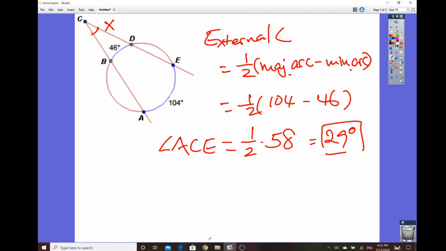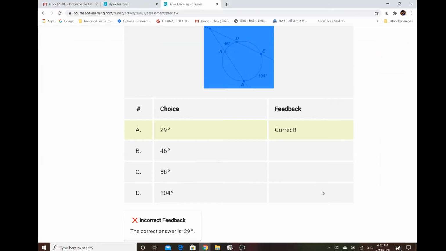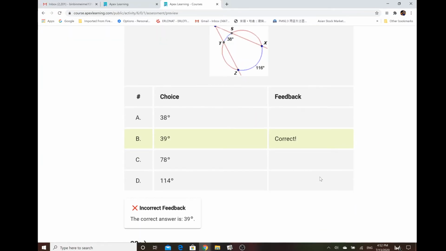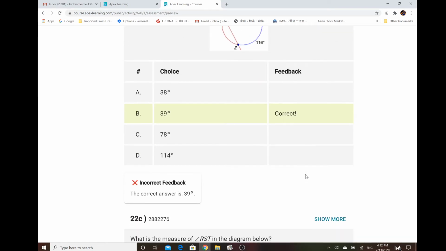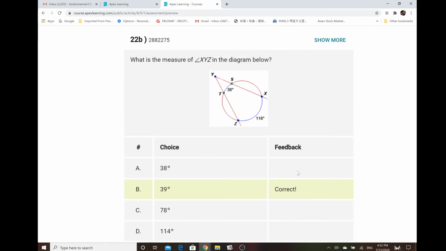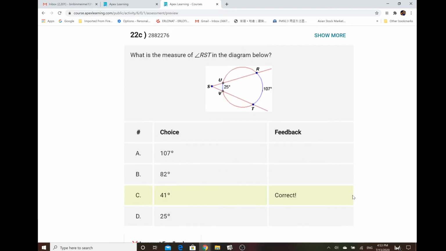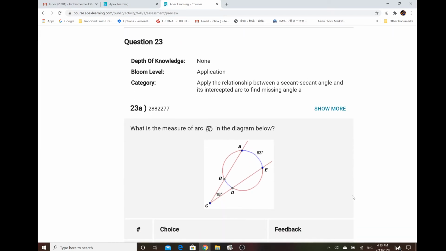Check it out, back to what we found here: 29 degrees. So it's always 1/2 times the difference of the major arc minus the minor arc, because that's the external angle, not plus, minus. In order to find the inner angle, you need to combine those two arcs, major and minor. But when you need to find the external angle, always subtract those two arcs before you divide by 2 or multiply by 1/2. Basically that's pretty much about the external angle.